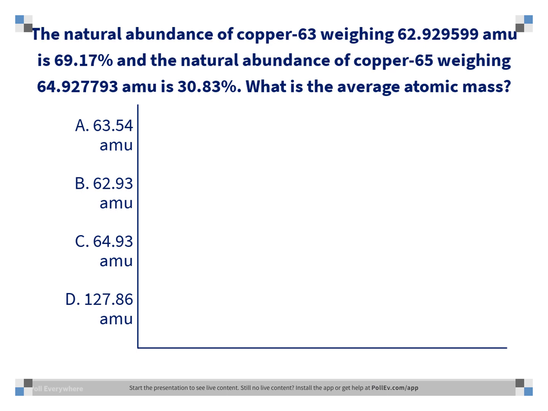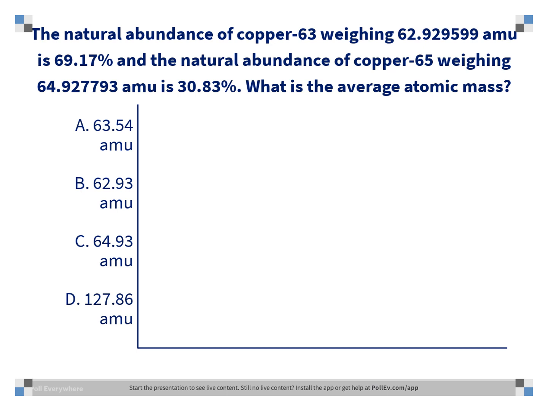The correct answer is A, 63.54 AMU. Again, remember this is not a regular average where we would add up the masses and divide by 2. It is a weighted average where we take each mass and multiply it by its fractional abundance and then add them up. There is no division step because we are multiplying by the abundances, which are less than 1.